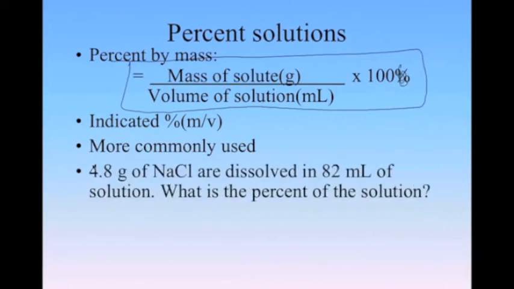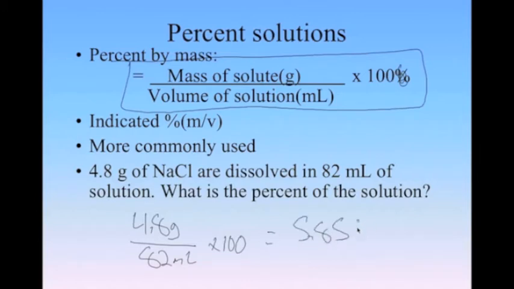In this problem, it says 4.8 grams of NaCl are dissolved in 82 milliliters of solution. What is the percent of the solution? So we just take our 4.8 grams, all divided by our 82 milliliters, multiplying that by 100, and we get a percent of 5.85%.